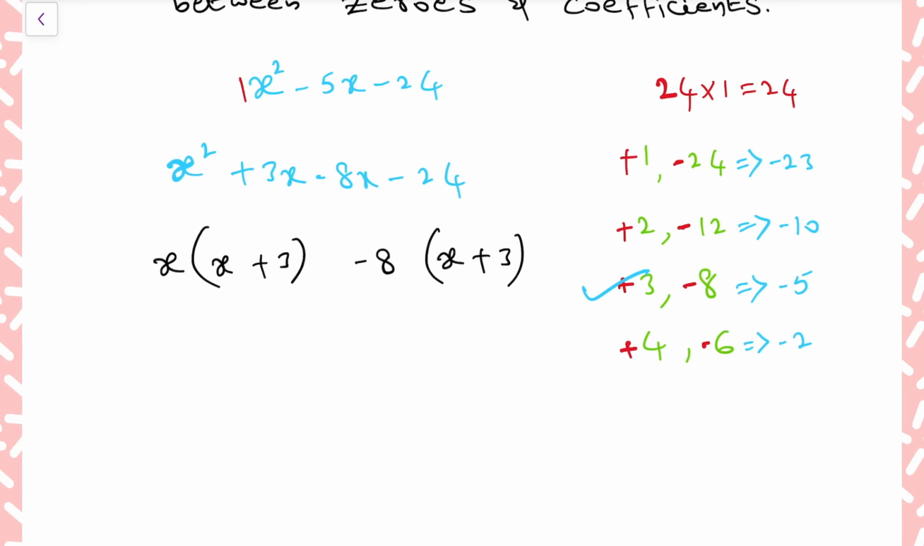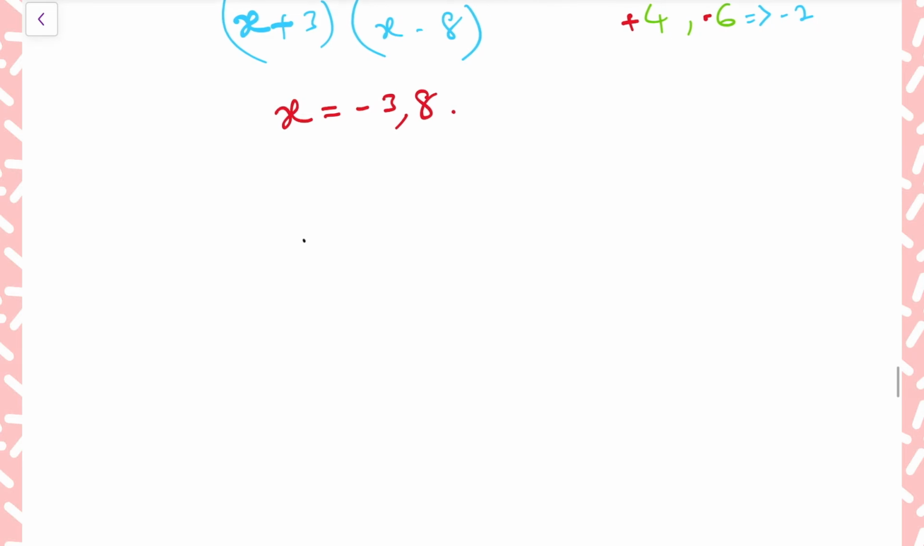Now x plus 3 it is there 2 times, right? So write it 1 time x plus 3 into remaining is x minus 8. So x minus 8. Then what will be our x values or zeros? So x plus 3 is there, so x value will become minus 3. X minus 8 is there, our x value will become plus 8. So minus 3 and plus 8 are zeros of the given quadratic polynomial.